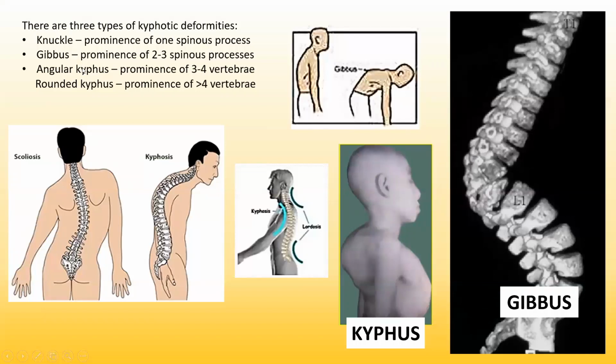The third one is kyphus. Kyphus is actually of two types. First one is angular kyphus. There is prominence of 3 to 4 vertebrae. And second is rounded kyphus, where there is prominence of more than 4 vertebrae. So in this photo, we can see kyphus. There is prominence of more than 3 vertebrae actually. In this picture, we'll get to know that in kyphus there is deformity where the person leans forward, and in lordosis there is deformity when the patient is backwards.